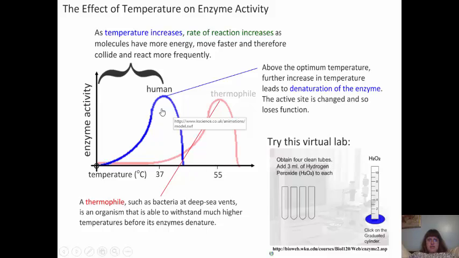Here we have a thermophile and a human enzyme. Thermophiles are bacteria at deep sea vents, and their optimal temperature is much higher on the range.